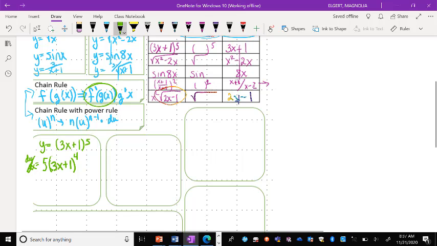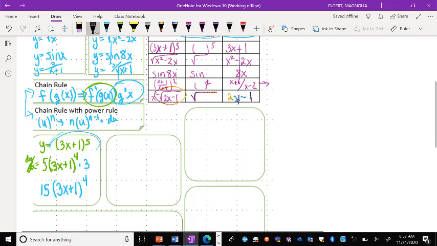Now I have to multiply by the derivative of g, what's inside. So what's the derivative of the inside? I'm going to multiply by 3. So my answer is 15. And I got 15 because I multiplied 5 times 3. So 15 times the quantity 3x plus 1 to the 4th. That's the derivative. Technically, I could have started with this and FOILed 5 times to get that as well, but this was much easier. All right, let's try another one.